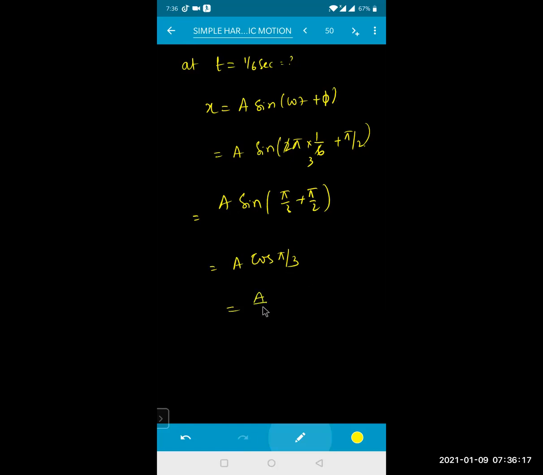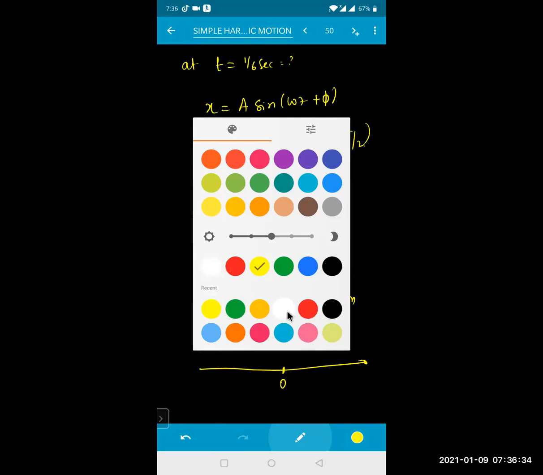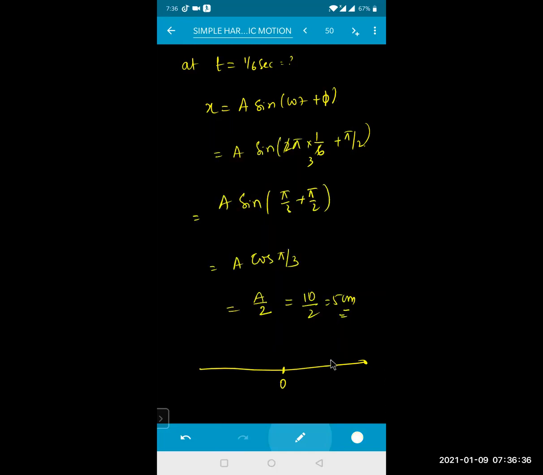So that means it is A by 2. A value is given as amplitude 10. So 10 by 2 will be equal to 5 centimeters. That means at t equals 0, the particle is at the origin, and at t equals 1 by 6 seconds it is somewhere at this position.